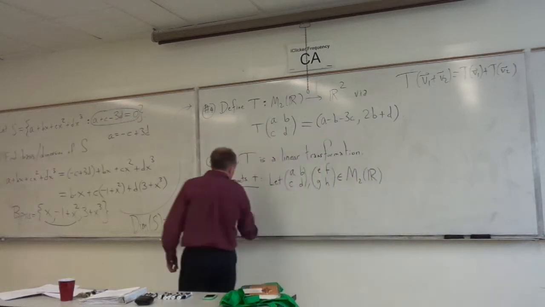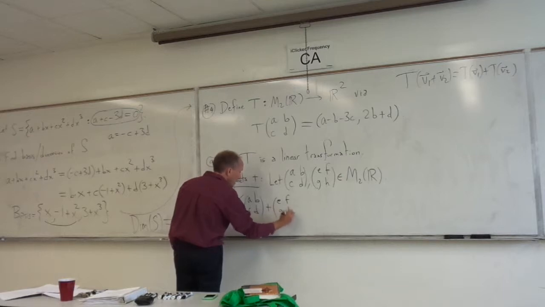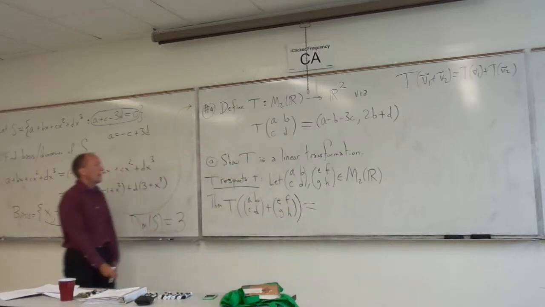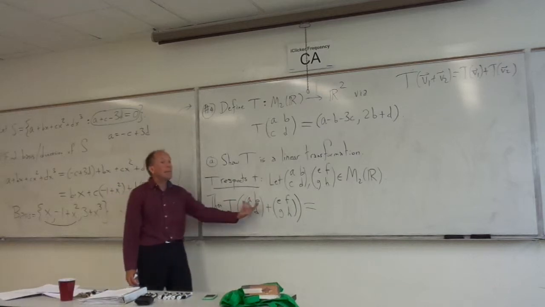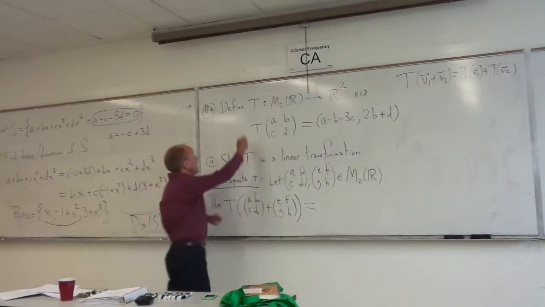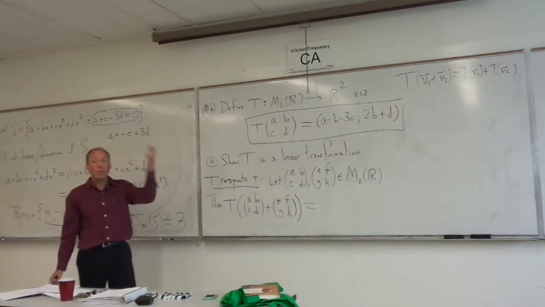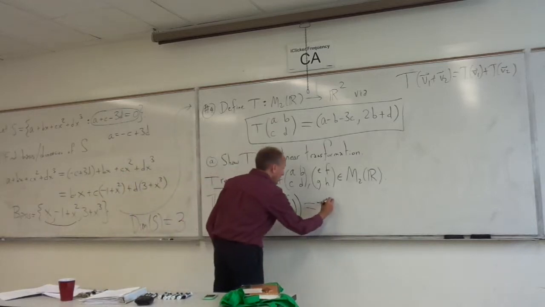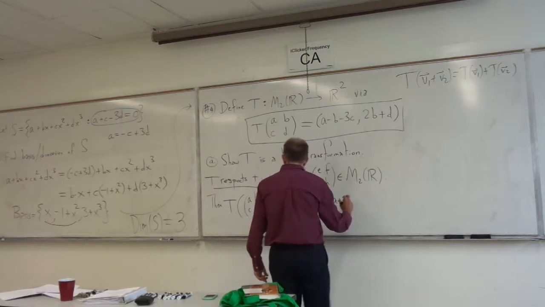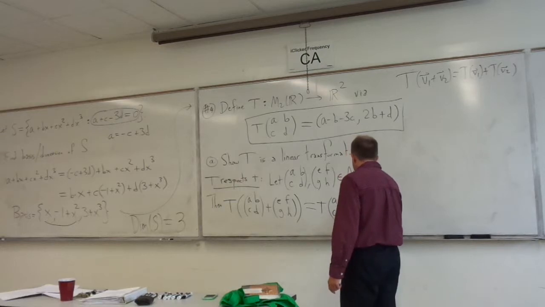So I'm going to put in my first vector, which is A, B, C, D. I'm going to add it to my second vector, which is E, F, G, H, and I want to transform that thing. So what do I do first? Combine the matrices together, right? Because the formula for T only tells me how to transform one single matrix at a time. So I have to make this into one single matrix. You do that by adding them together. So T of A plus E, B plus F, C plus G, and D plus H.